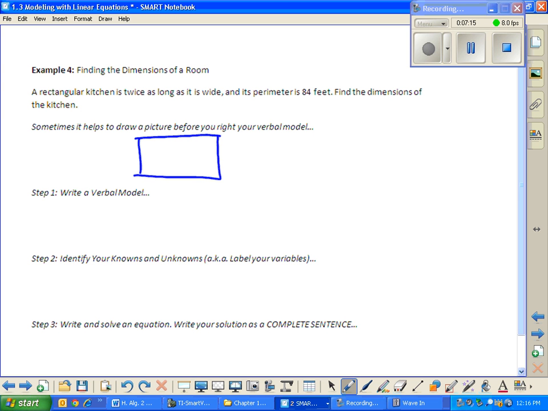And what they say there is that this kitchen is twice as long as it is wide. So I'm going to label my length and my width right now. For instance, I know that any width of a rectangle is usually the short side, and then the long side is usually what we call the length. Well, if it's twice as long as it is wide, we could call the width W. And if the length is twice as long as it is wide, that means that our length has to be 2 of these W's.